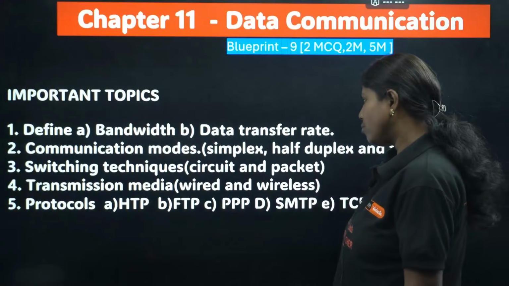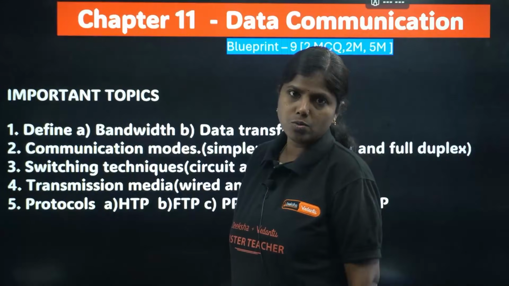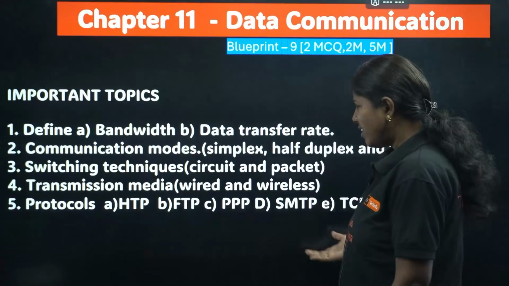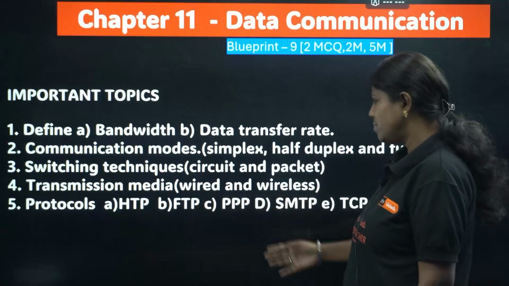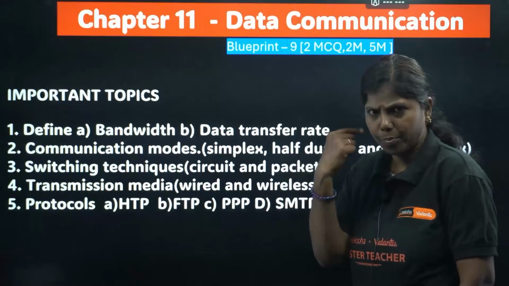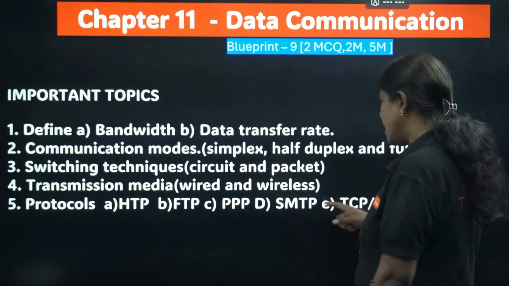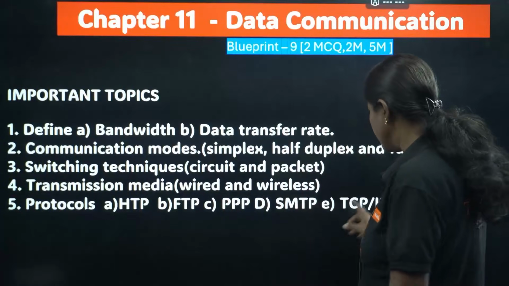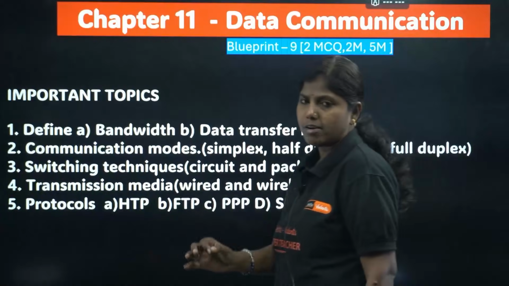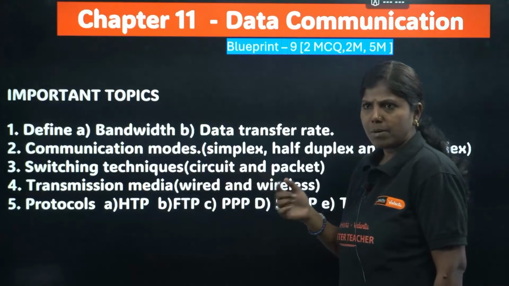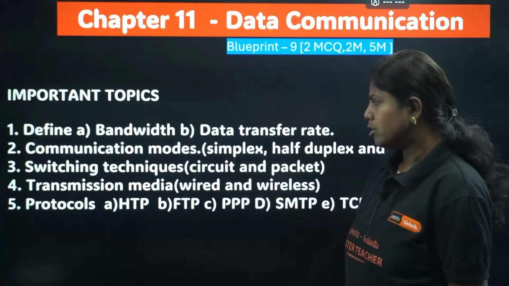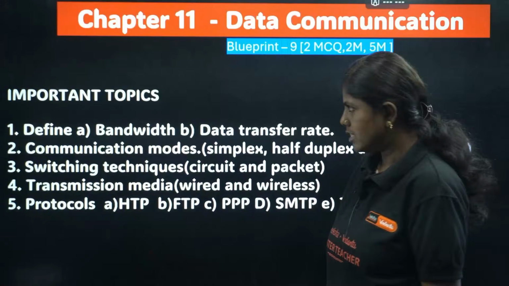One more question we have is protocols. What are the different protocols? HTTP is very simple. It is for transferring files. This is basically for direct connection, point to point. Point to point means direct connection. SMTP is for transferring mails, and TCP/IP is the main one for the internet. So if you remember even one line, you will definitely be able to answer the protocols question as well.